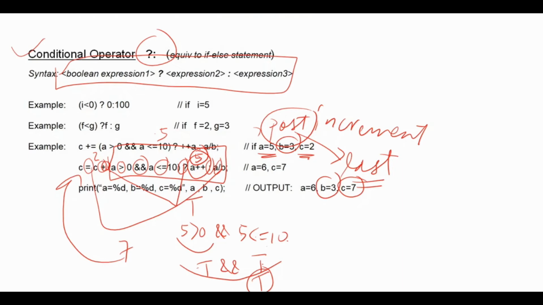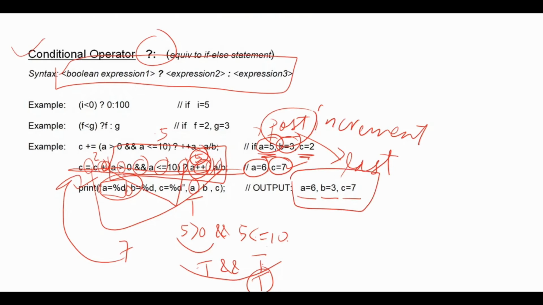After executing all the operators in this statement, we execute the post increment. And so A, which is 5, becomes 6 and C is 7. The output for the printf would now be A is equal to 6, comma, B is equal to 3, not changed, and C is equal to 7. So this is the output of the printf statement.